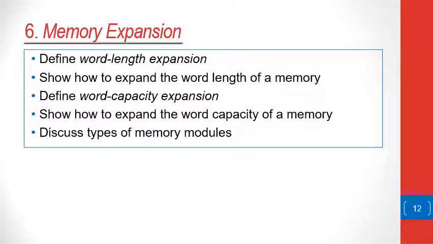In the subsequent section of the lecture, we will consider memory expansion, which is section 6 of the prescribed text. We will define word length and show how to expand the word length of a memory, and then define word capacity and show how to expand word capacity of a memory, and then finally discuss the different types of memory modules.